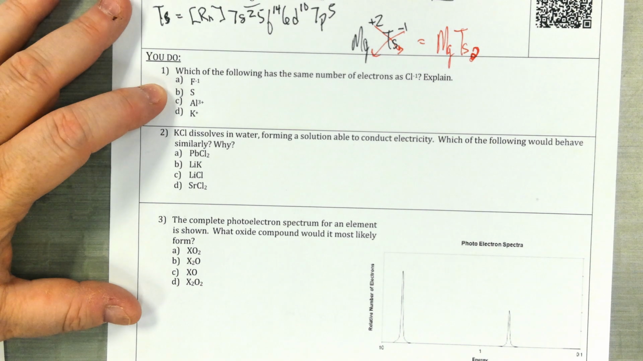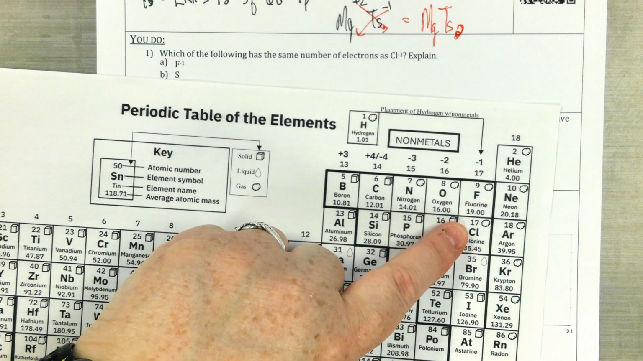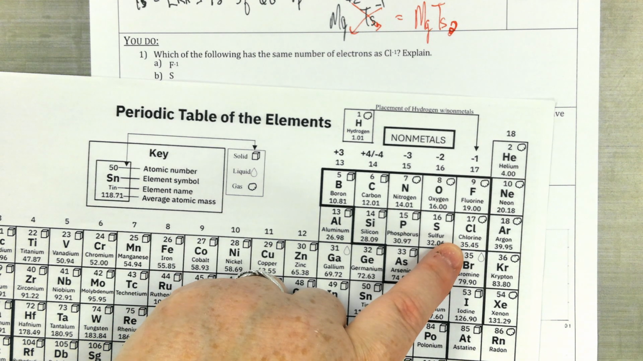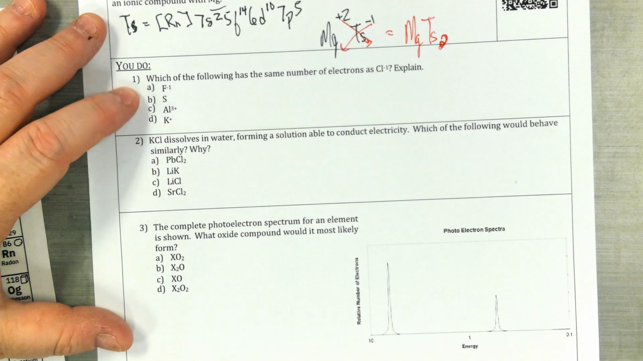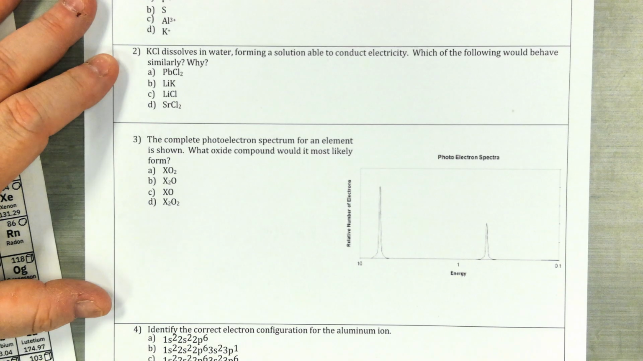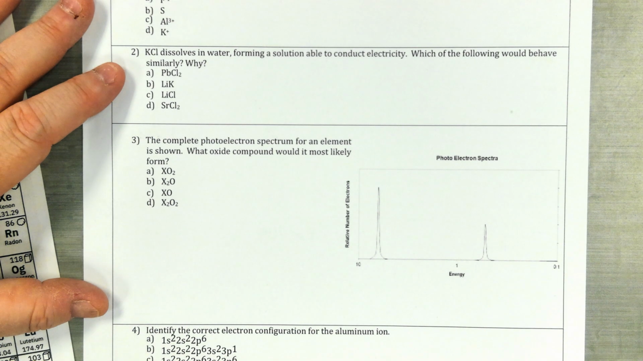Which of the following has the same number of electrons as chlorine negative 1? And explain why. So chlorine here is being shown as an ion. Chlorine has 17 protons, and it gained an electron. So which one would match that? Circle it and explain why. Number 2, potassium chloride dissolves in water. It forms a solution that is able to conduct electricity. Which of the following would behave similarly?